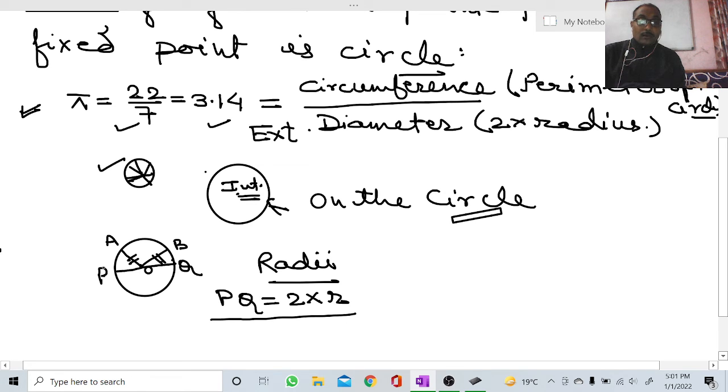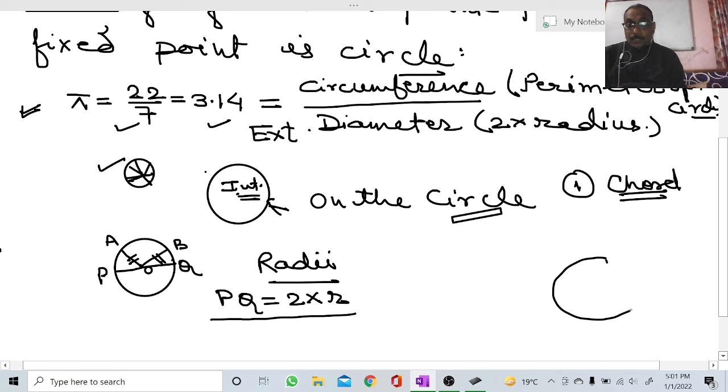Or you can say diameter is the chord. What do you mean by chord? See, what are chord? So chord is a line segment. Chord is a line segment which has two end points on the circle. A line segment like this, PQ, is a line segment and it has two end point on the circle.